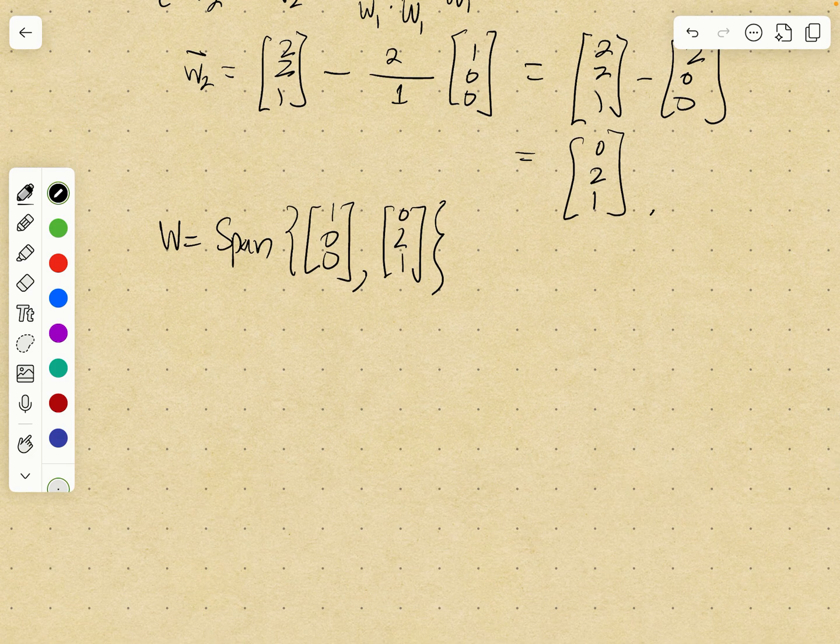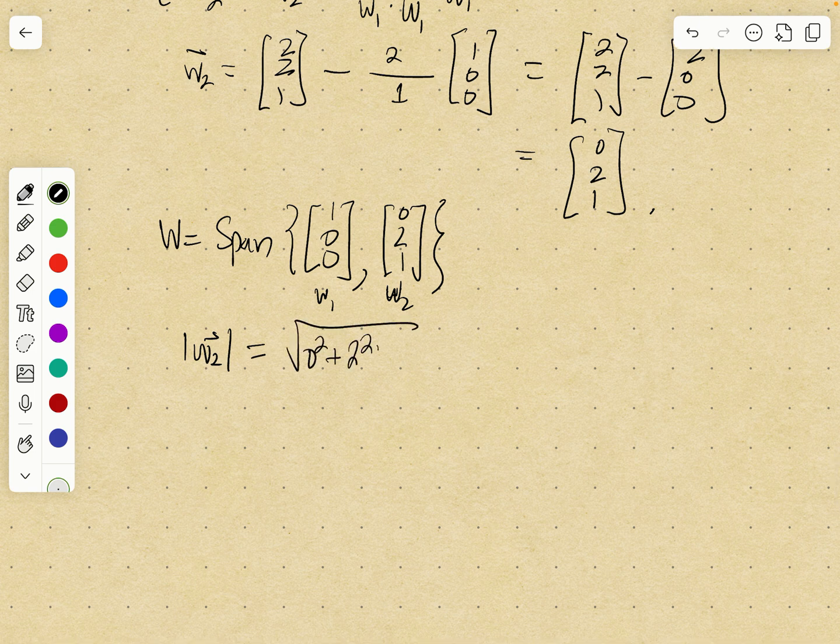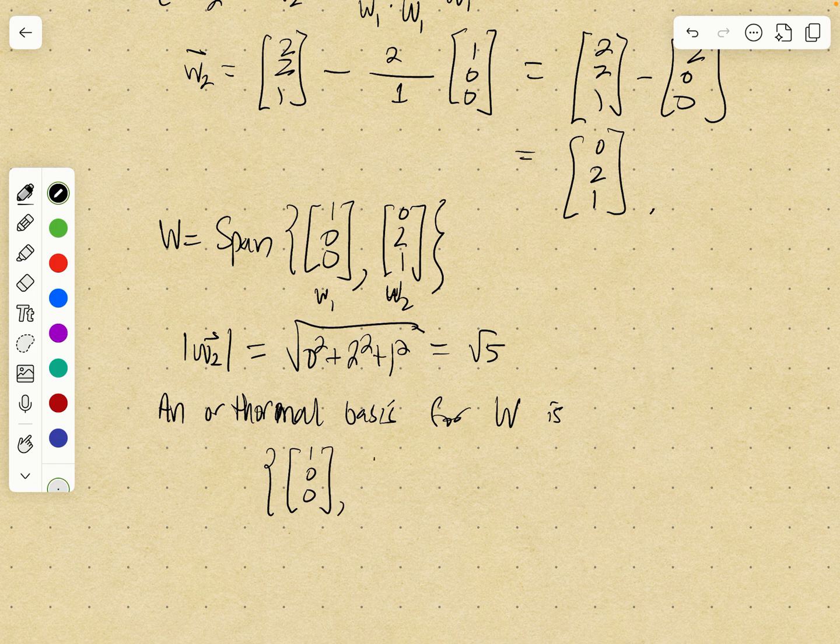But this is not an orthonormal basis, because the second vector is not unit length. What is the length of 0, 2, 1? If this is W1 and that's W2, the magnitude of W2 is the square root of 0 squared plus 2 squared plus 1 squared, and that's the square root of 5. And so an orthonormal basis for W is 1, 0, 0 and 1 over root 5 times 0, 2, 1.